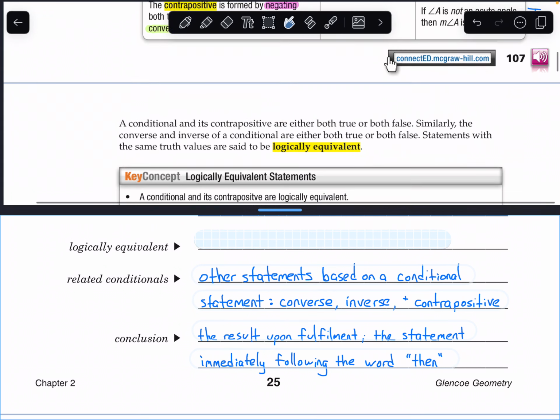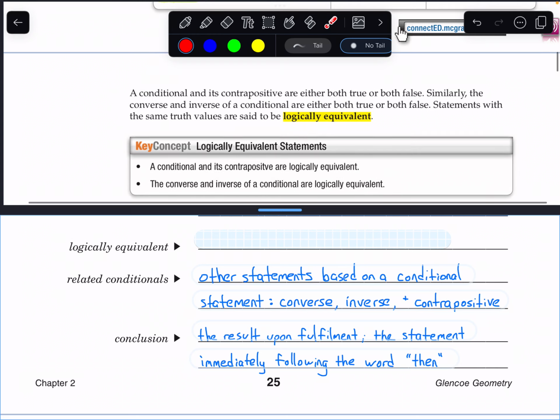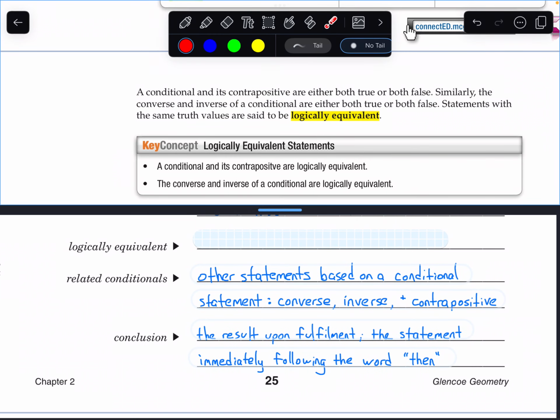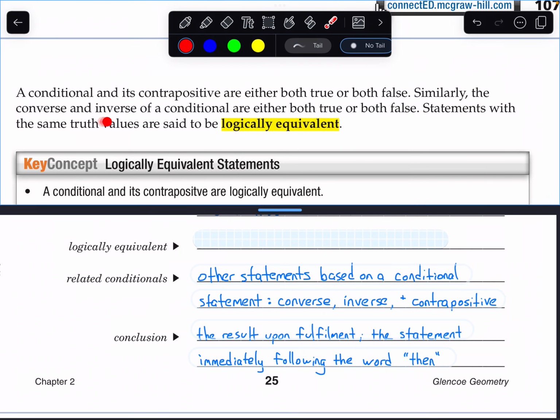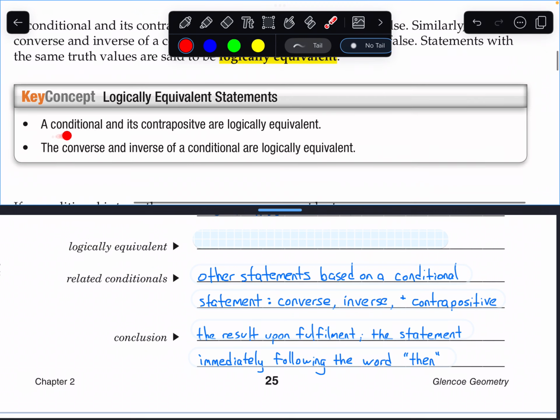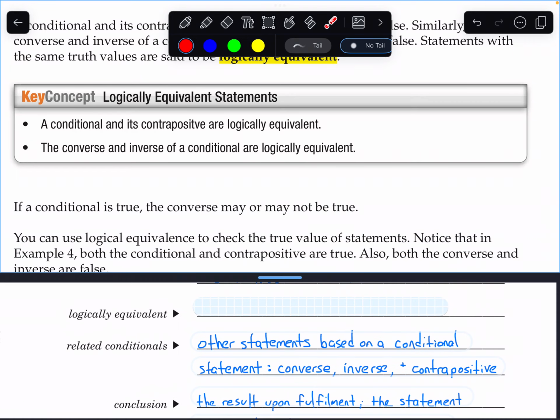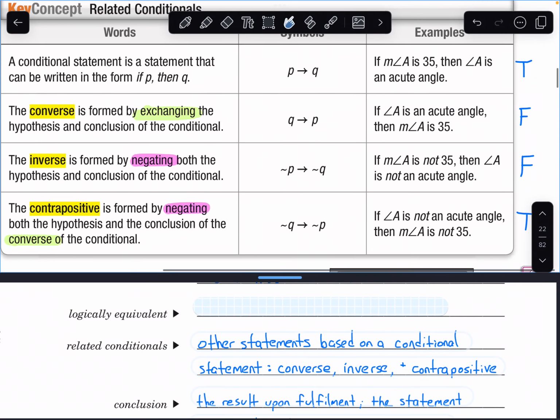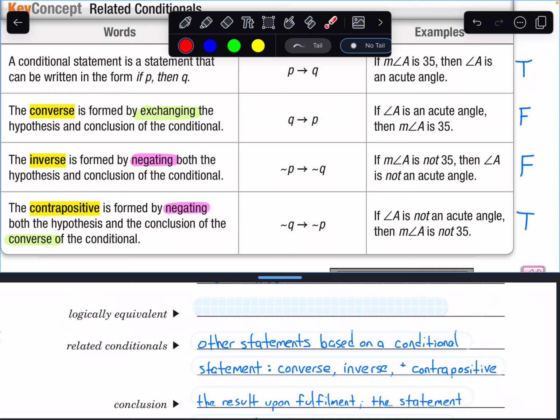Let's continue reading. A conditional and its contrapositive are either both true or both false. Similarly, the converse and inverse of a conditional are either both false or both true. Statements with the same truth value are said to be logically equivalent. A conditional and its contrapositive are logically equivalent, and the converse and inverse of a conditional are logically equivalent. Note that we saw this in the provided examples. The original and the contrapositive were true, while the converse and inverse were false.